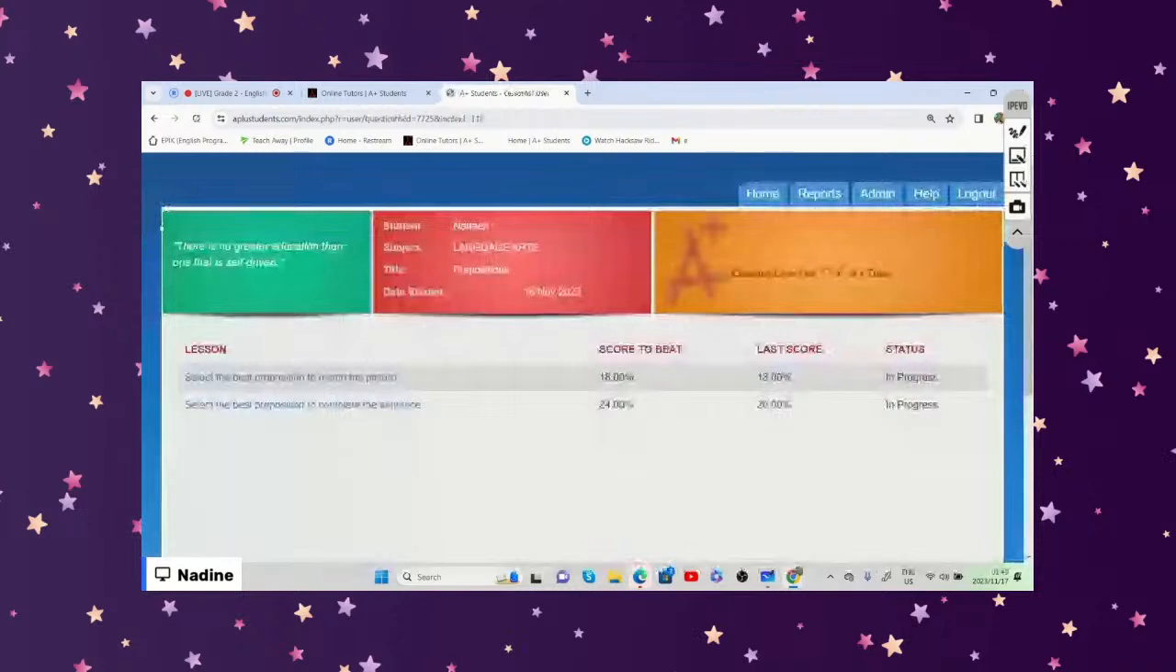All right, so that is now the end of our lesson on prepositions. We selected the best preposition to match the pictures, as well as the best preposition to complete the sentence. Remember, a preposition either tells us where something is or where something happens. So this is the end of our lesson.